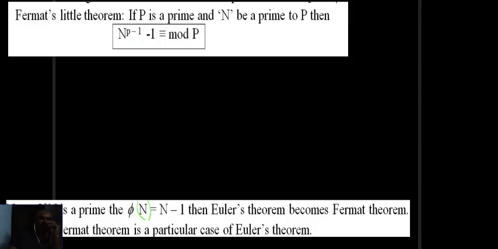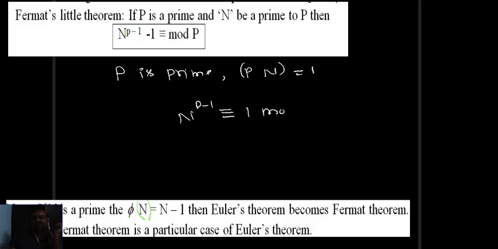Okay, I will write what is given. I will write P is prime, P and N are co-primes. What this theorem is saying: N power P minus 1 congruent to 1 modulo P indirectly. So this is nothing but one of the applications of Euler theorem. You know, P is a prime number, then phi of P is P minus 1 only.